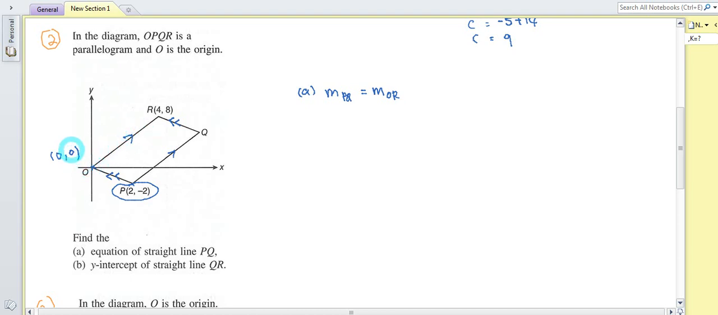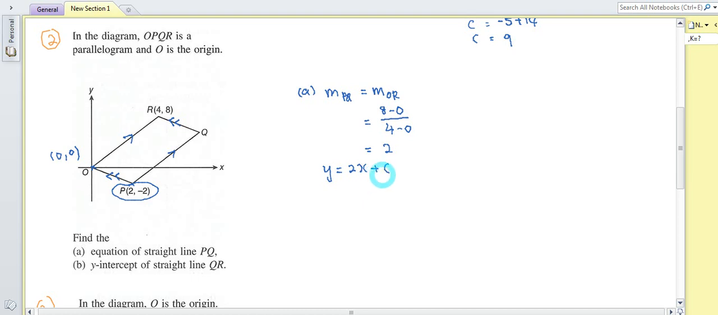Origin is 0, 0. You need to know that the question doesn't tell you the coordinate here, but origin means 0, 0. Okay, so I just find the gradient here. 8 minus 0 over 4 minus 0. Remember y on the top. So you will get 2. Now you know the equation must be y equal to 2x plus c.